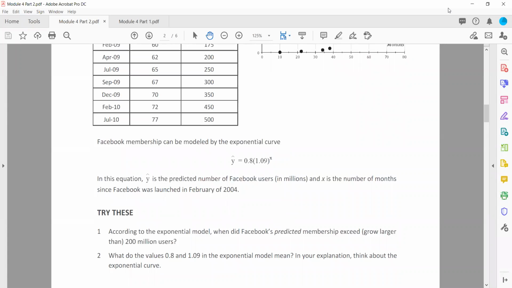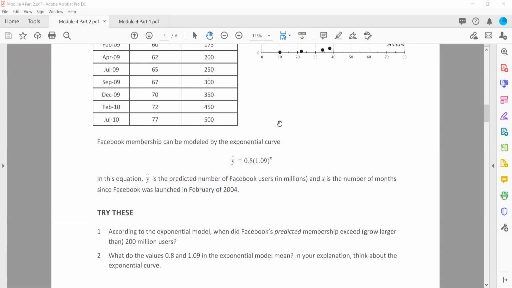Try this. According to the exponential model, when did Facebook's predicted membership exceed 200 million users? And two, what do the values 0.8 and 1.09 in the exponential model mean? In your explanation, think about the exponential curve.